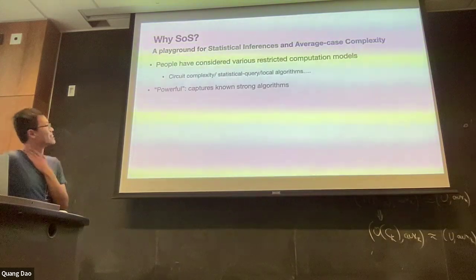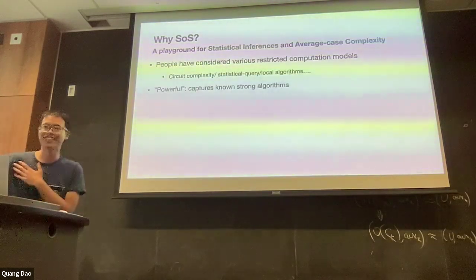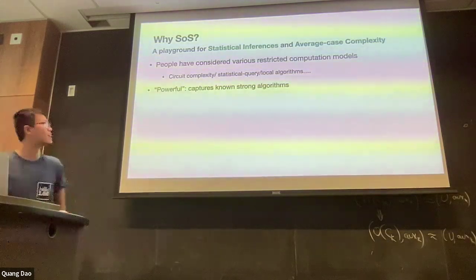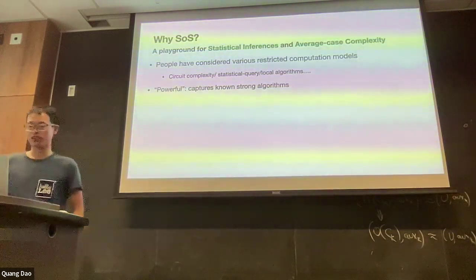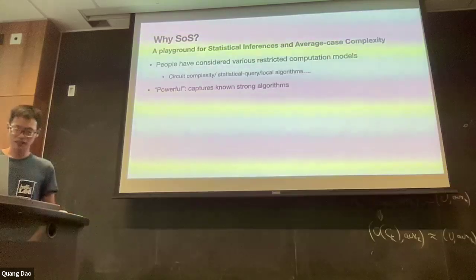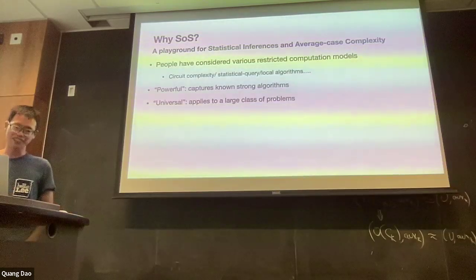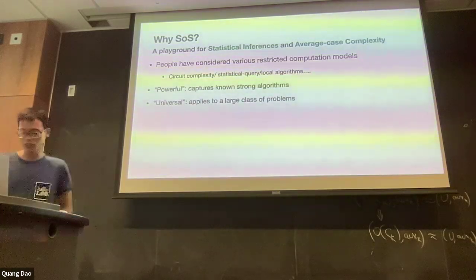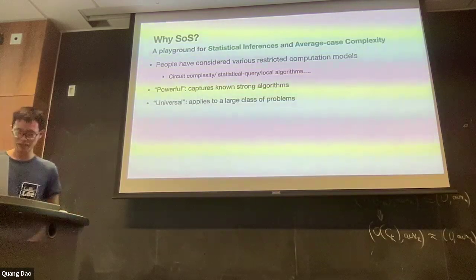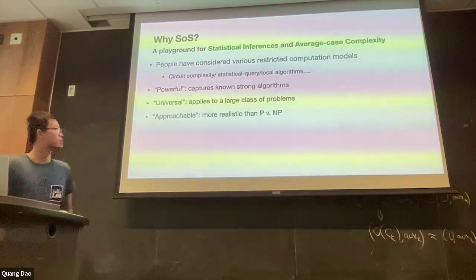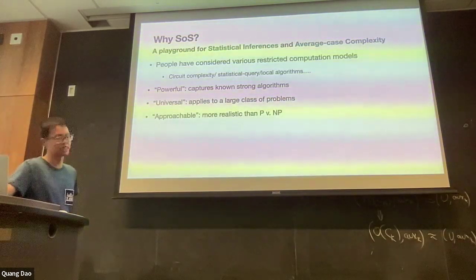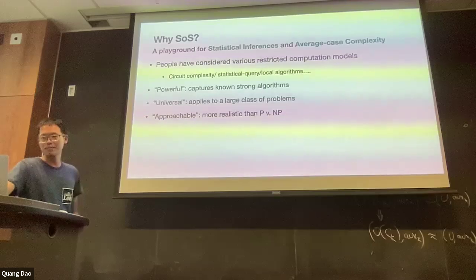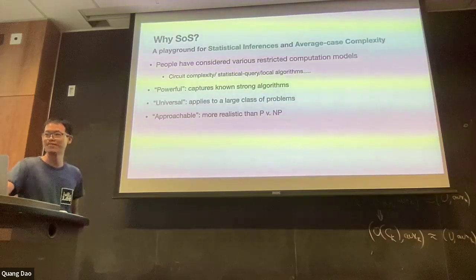And of course, sum of squares is not the only model you might consider. You can look at low degree algorithms. Of course, you can also look at statistical query algorithms or local algorithms. But why we want to insist on SOS is that it's fairly powerful. It captures known strong algorithms and it's universal, applies to a large class of problems, and it's fairly approachable, at least more realistic than trying to prove P versus NP.